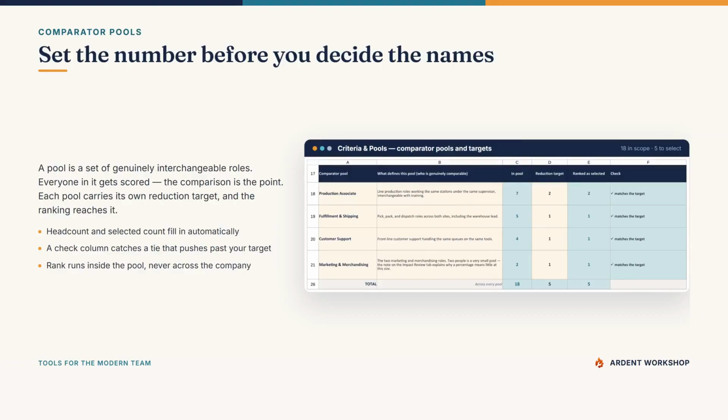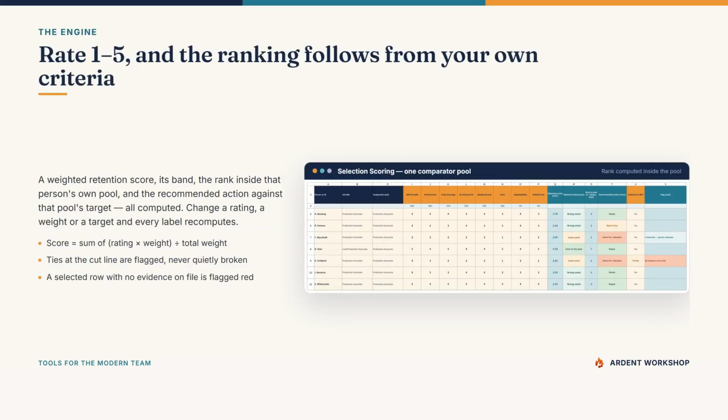A pool is a set of roles that are genuinely interchangeable, and everyone in it gets scored, not just the people you are considering. Each pool carries its own reduction target, set before anyone was rated, so the number is decided before the names are. Now you rate everyone in a pool, 1 to 5, from records rather than memory.